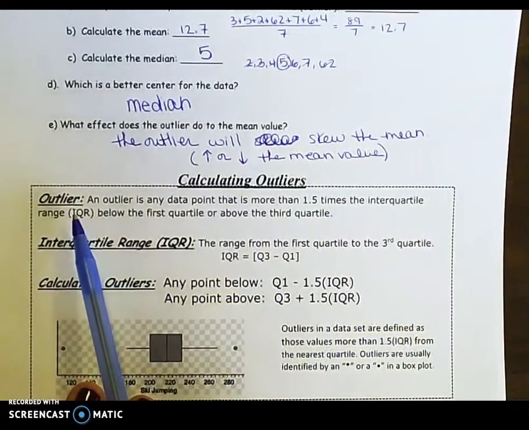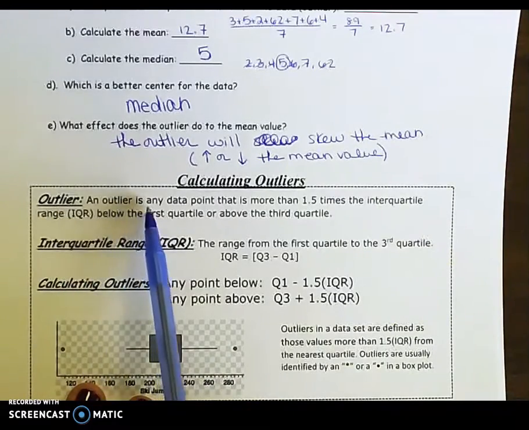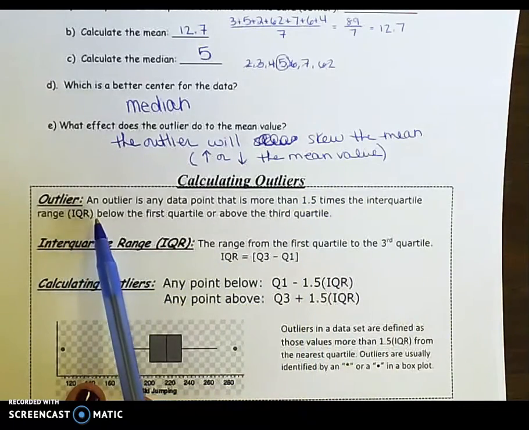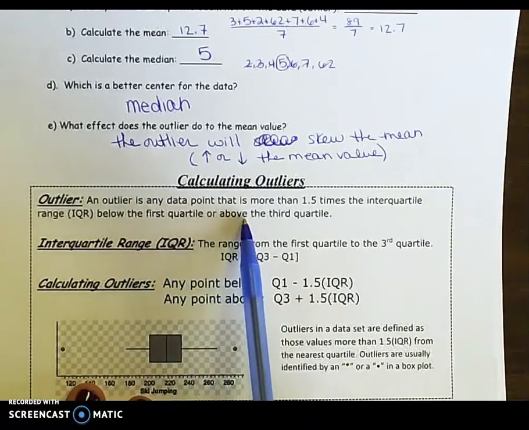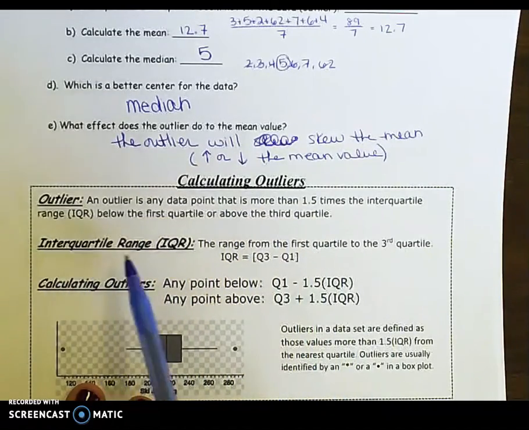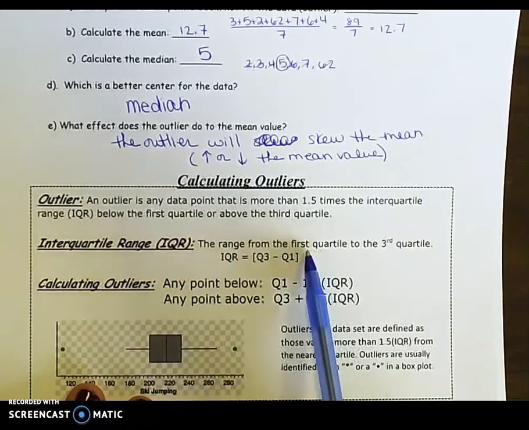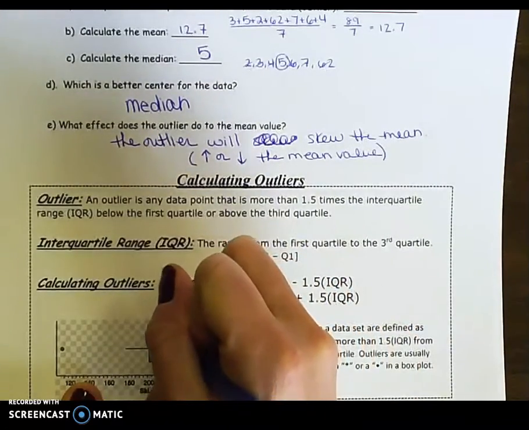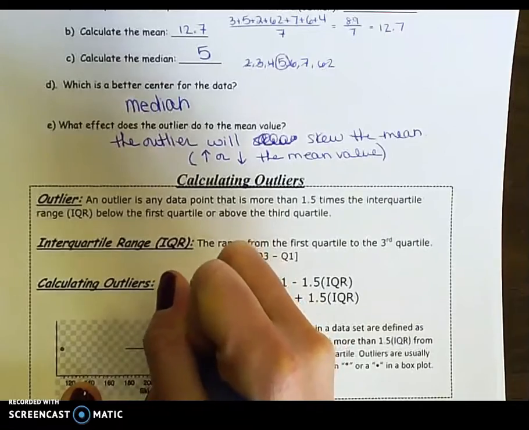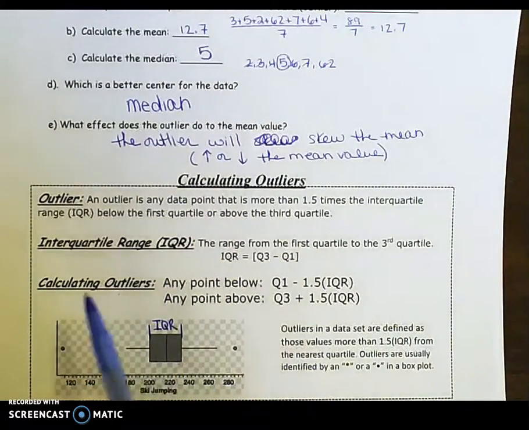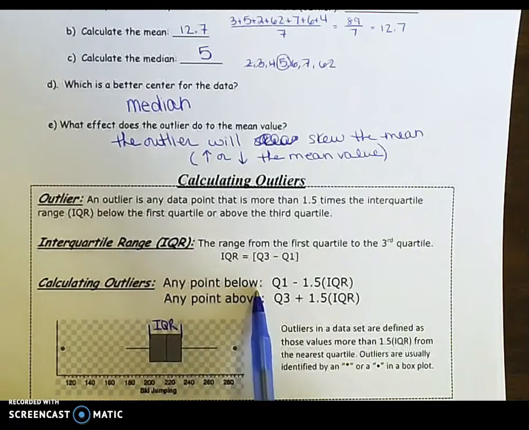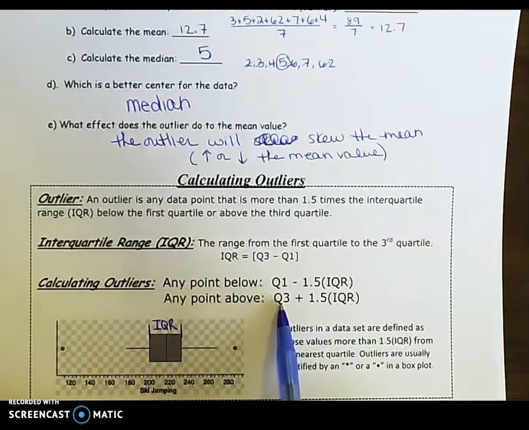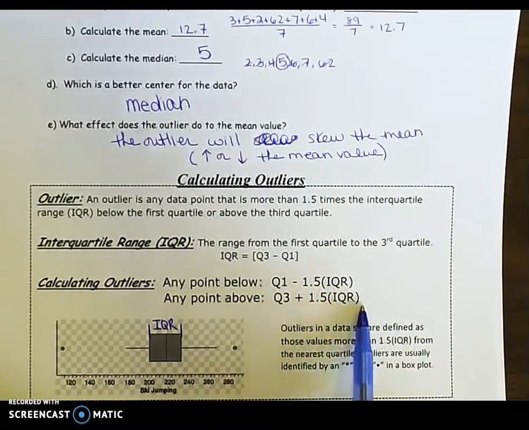So here's our formal algebraic definition of an outlier. An outlier is any data point that is more than 1.5 times the interquartile range, the IQR, below the first quartile or above the third quartile. The interquartile range, the IQR, is the range from the first quartile to the third quartile. So from one end of the box to the other end of the box, this is what we consider the IQR. So to calculate your outliers, it's going to be any point below Q1 minus 1.5 times the IQR, and any point above Q3 plus 1.5 times the interquartile range.